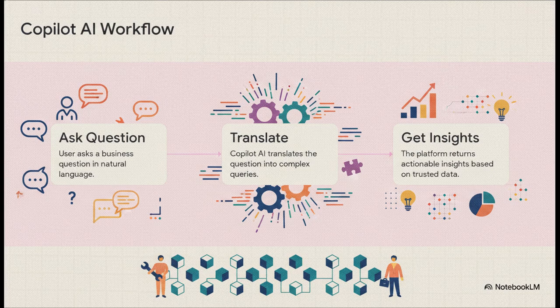First, a user asks a business question in plain, natural language. Second, the embedded Copilot AI instantly translates that question into complex database queries in the background. And third, the platform returns highly accurate, actionable insights. Copilot empowers both technical coders and non-technical business users to generate deep insights at unprecedented speeds. It truly democratizes your data.